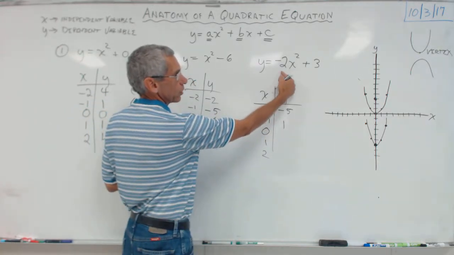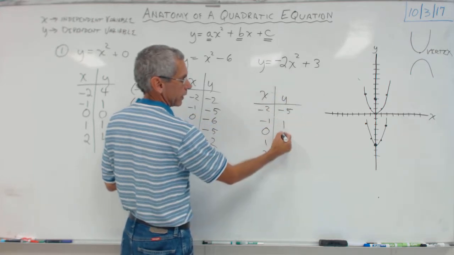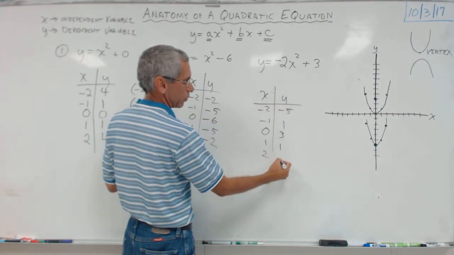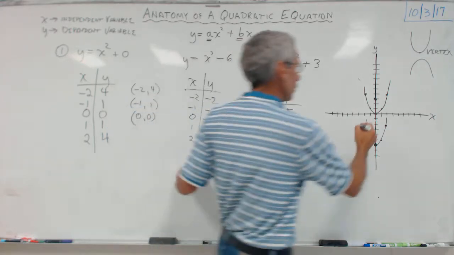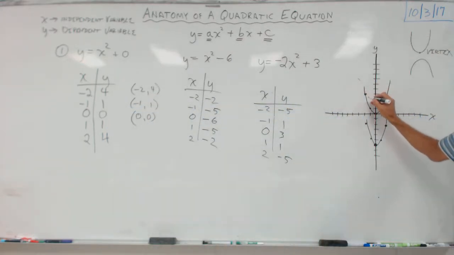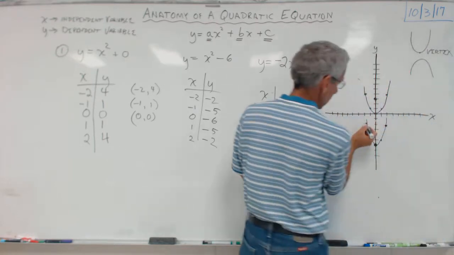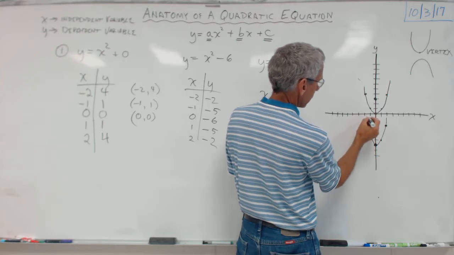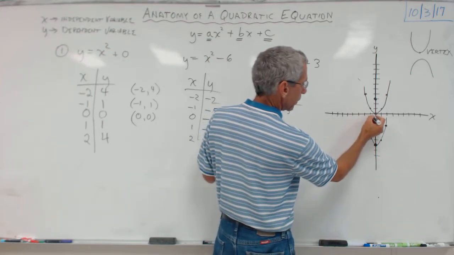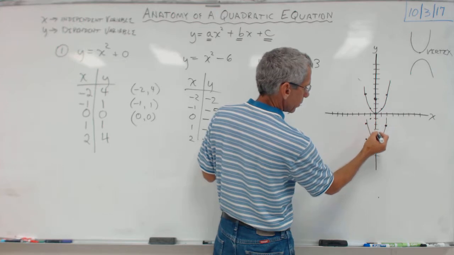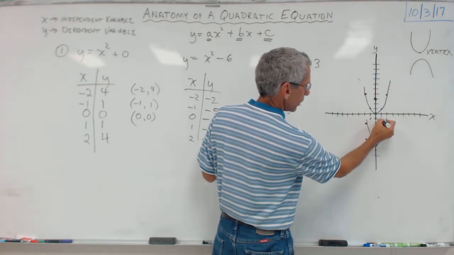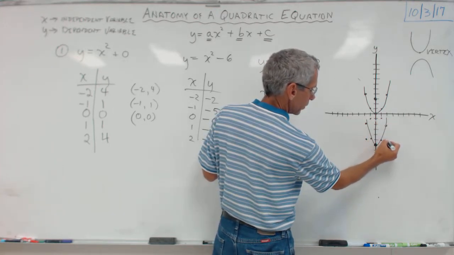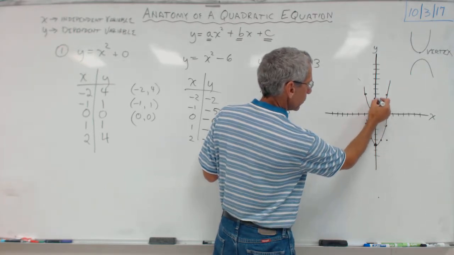When x is 0, what's y? 3. When x is 1, it's going to be 1, and when x is 2, it's going to be negative 5. So immediately, I draw this: negative 2, negative 5, then 1, 2, 3, 4, 5. So much easier if you have a grid. And then negative 1, 1. And then here and here. Okay, so here's my graph.